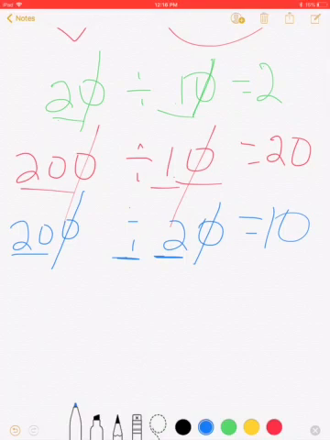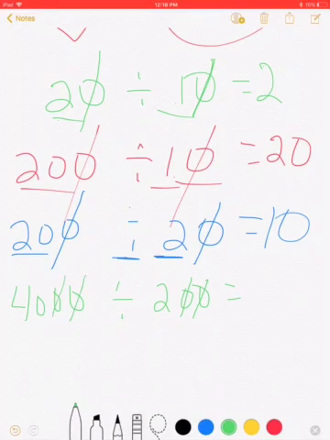Let's go larger, just in case, to show you that it works with all of these numbers. Let's do 4,000 divided by 200, okay? Same thing, same format. I would count how many zeros are in this base 10 number. 1, 2, okay? That means I can eliminate 2 zeros over here. And all I'm left with is 40 divided by 2.